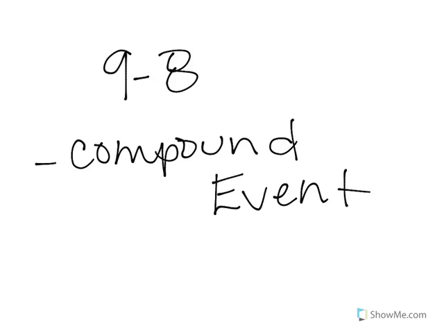So this lesson is on section 9.8, compound events. A compound event consists of two or more simple events. If the outcome of one event does not affect the outcome of the second event, then the events are called independent events. The probability of two independent events can be found by multiplying the probability of the first event by the probability of the second event.